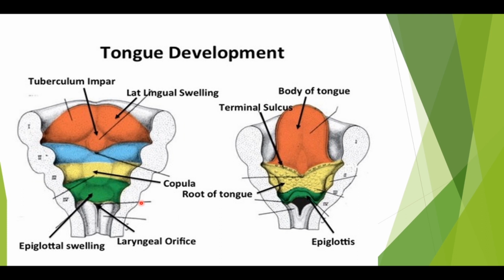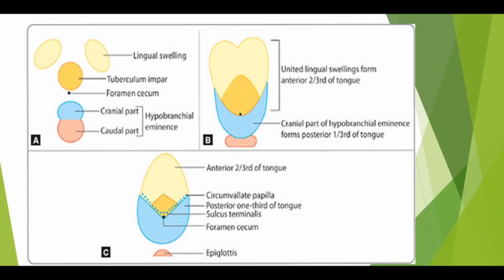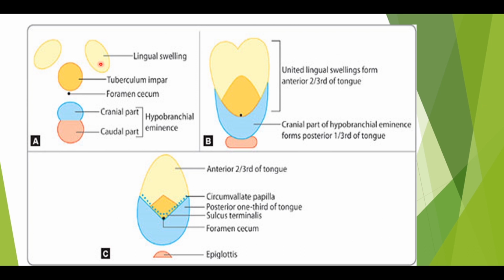Here in the diagram, you can see two lingual swellings on either side of the tuberculum impar. These three structures, that is the two lingual swellings along with the tuberculum impar, they are derived from the first pharyngeal arch, and they lie just in front of the foramen cecum over here. Whereas the posterior 1/3 of the tongue is derived from the hypobranchial eminence, that is formed by the third and fourth pharyngeal arches. This hypobranchial eminence is divided into cranial part shown in blue and the caudal part shown in beige color.